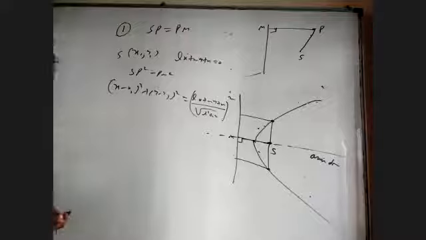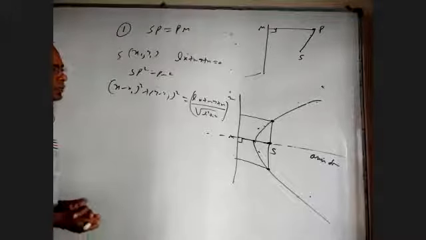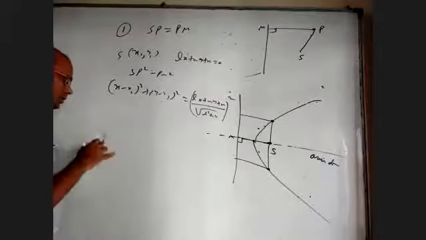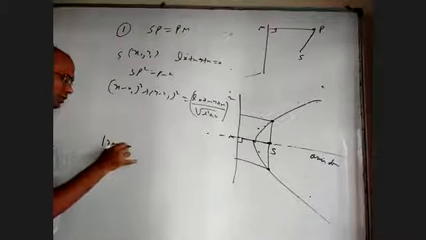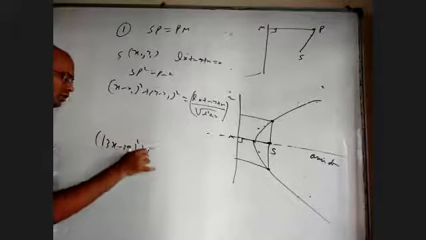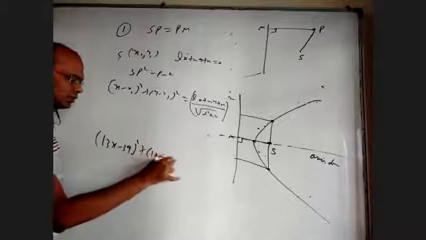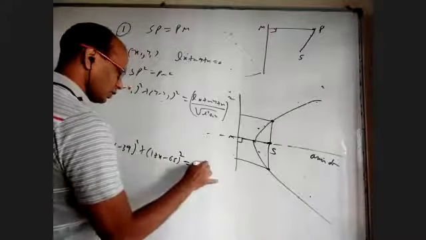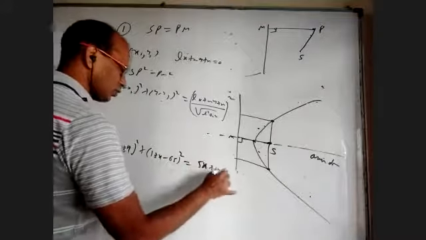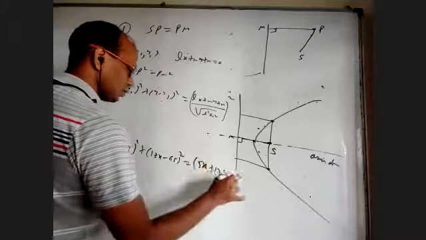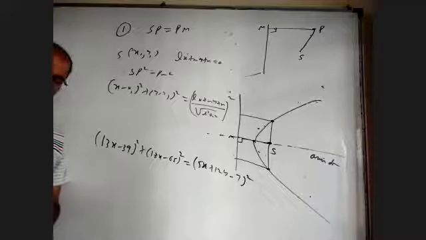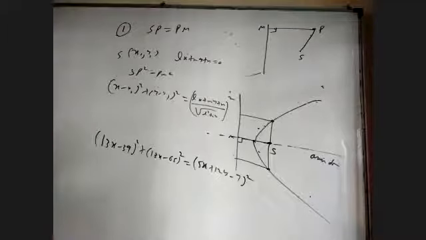But when you want the simplest form of the parabola, before that, based on this formula, let me ask one question. Let's say I have (13x minus 39) whole square plus (13x minus 65) whole square equal to (5x plus 12y minus 7) whole square. For this parabola, what is the focus and what is the directrix? Can anybody answer?